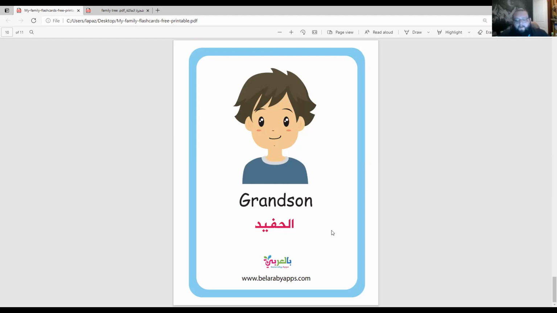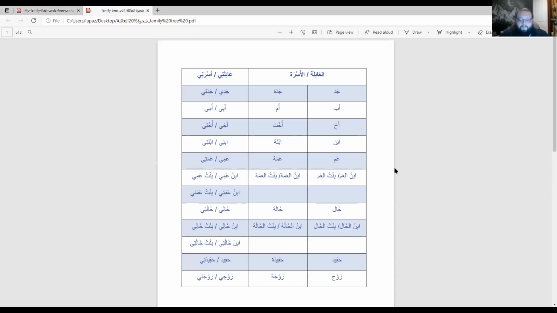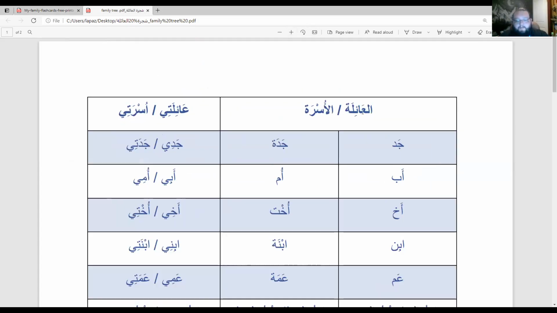Okay, so these were for the flashcards. Now I prepared a table with more details and more harakat. And then we'll use the possessive pronoun my to refer to my family.